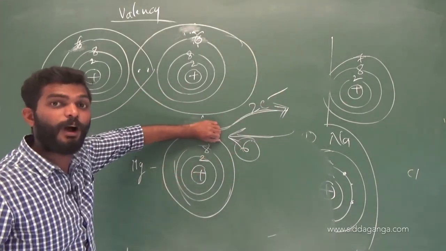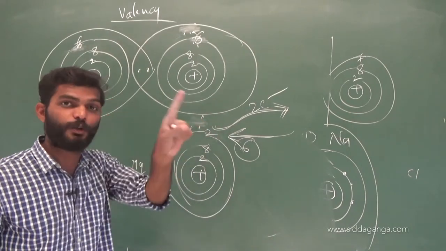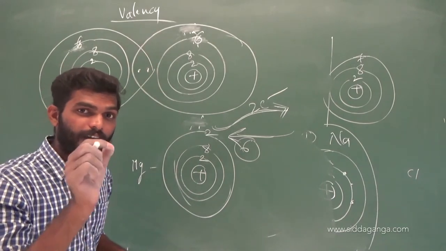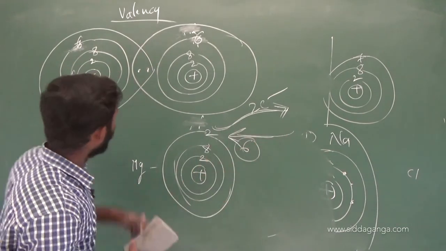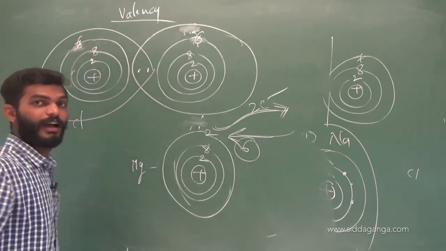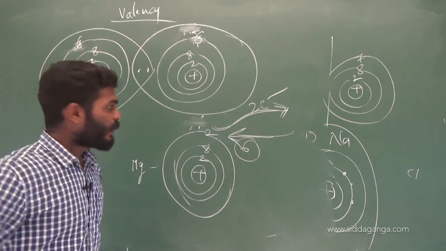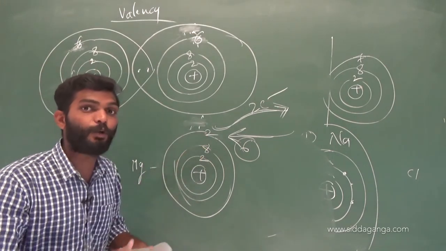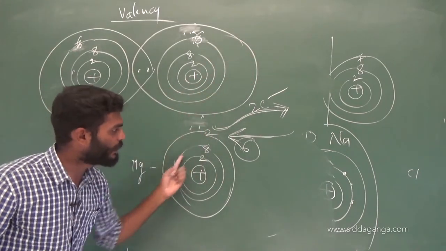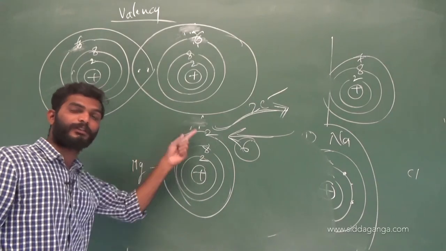Shell, or octet configuration. That's why the valency of magnesium is 2. So what is valency? It is the number of electrons that an atom loses or gains or shares. Yes, share. One from each, so 1 shared. Therefore the valency of chlorine is 1. The valency of magnesium is 2 because it loses 2 electrons to make an octet inside. Therefore the valency of magnesium is 2.